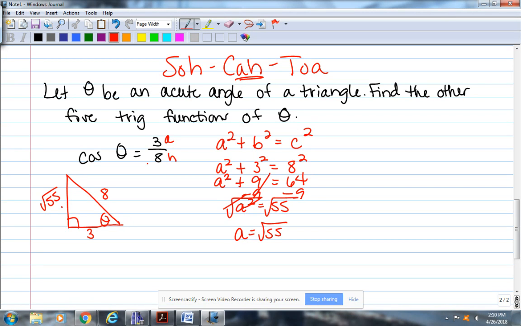So I know cosine. I need to find sine theta. So that means cosecant, right? Sorry, I've done this all day. They already gave us cosine, so the inverse of cosine is secant. I can already do that one. It's going to be the reciprocal of 3/8, which is 8 over 3, right? And then I need tangent and cotangent.